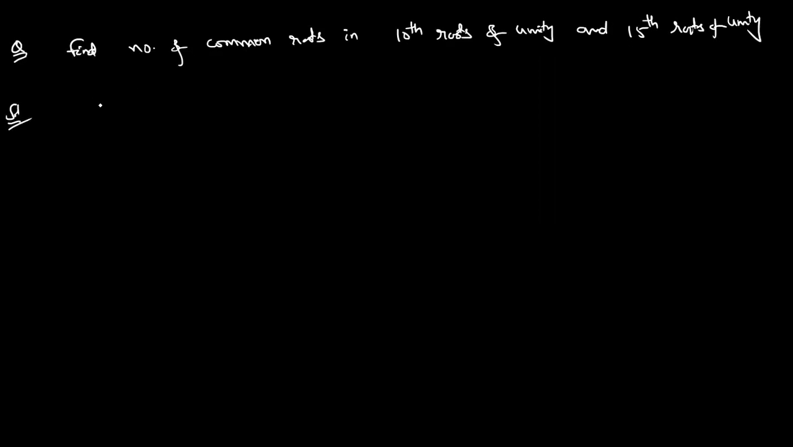Dear students, suppose z is equal to 1. 10th roots of unity means how to write, dear students? Anyone remembering? z1 is e power i into 2k pi by 10. Am I correct? z2 is equal to e power i into 2k pi by 15. Am I correct, dear students? Find the number of common roots.